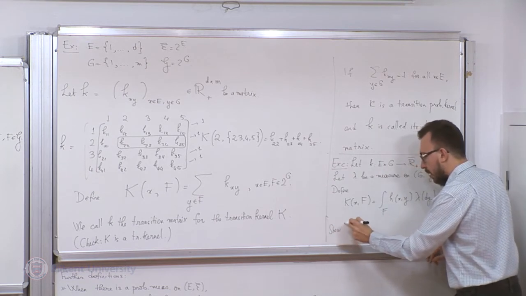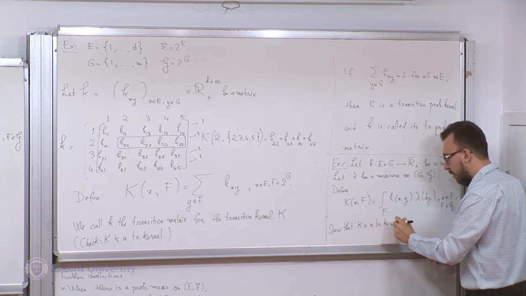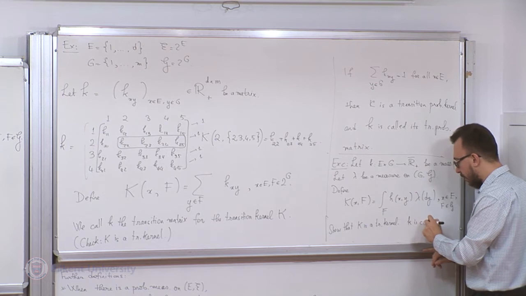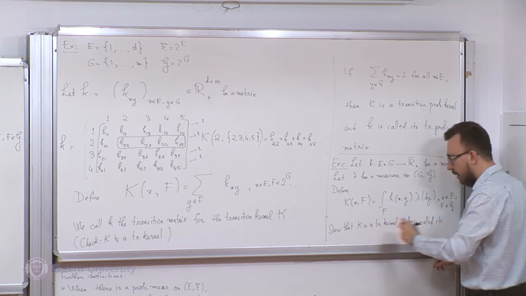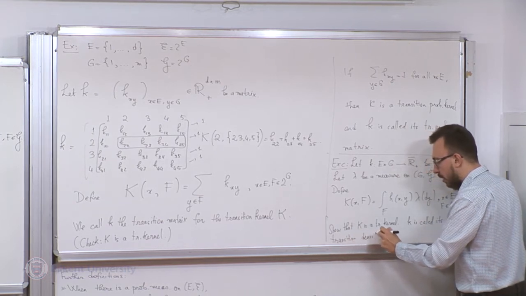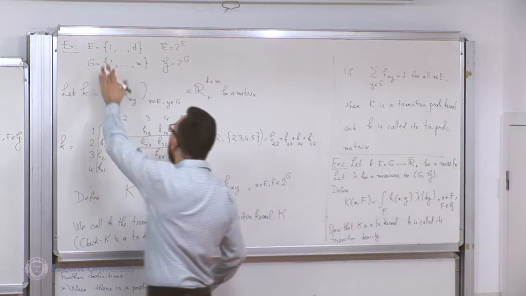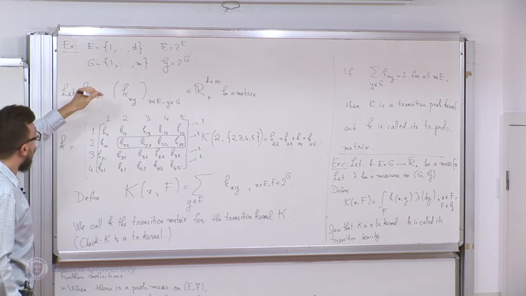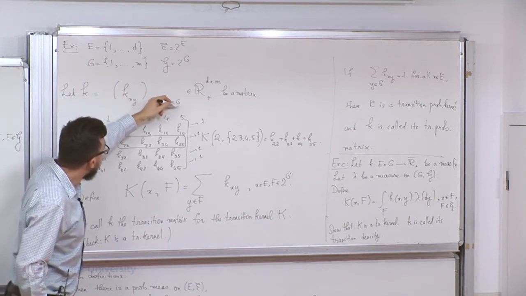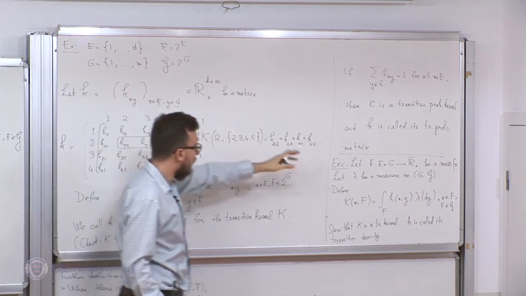Show that K is a transition kernel. And this little k is called its transition density. It's a generalization of this example, okay? Whenever you deal with more abstract measurable spaces, this becomes just an arbitrary function of x and y.